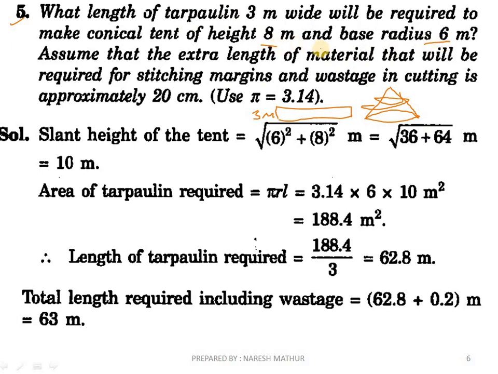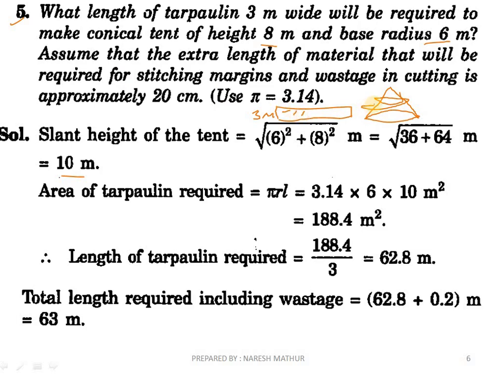So first we need to find the slant height. Applying the Pythagoras theorem, we get 10 meter as the slant height of the tent. Now when we are covering this conical tent with the tarpaulin, it means the CSA, the curved surface area of this tent, will equal the area of this tarpaulin.